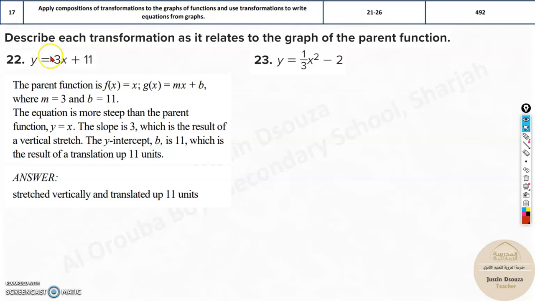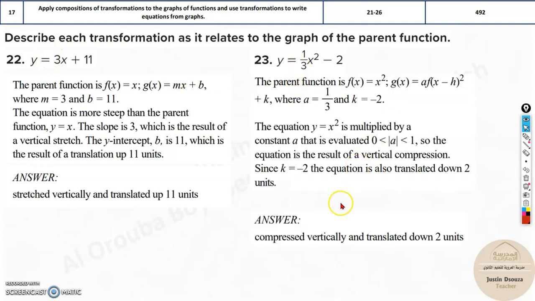Now, since there is no minus sign, you don't say it's reflected. What about over here? You can see it's compressed vertically because it's less than 1. 0.33, meaning 1 by 3. So compressed vertically and translated 2 units down. This is minus 2, so it goes down by 2 units.